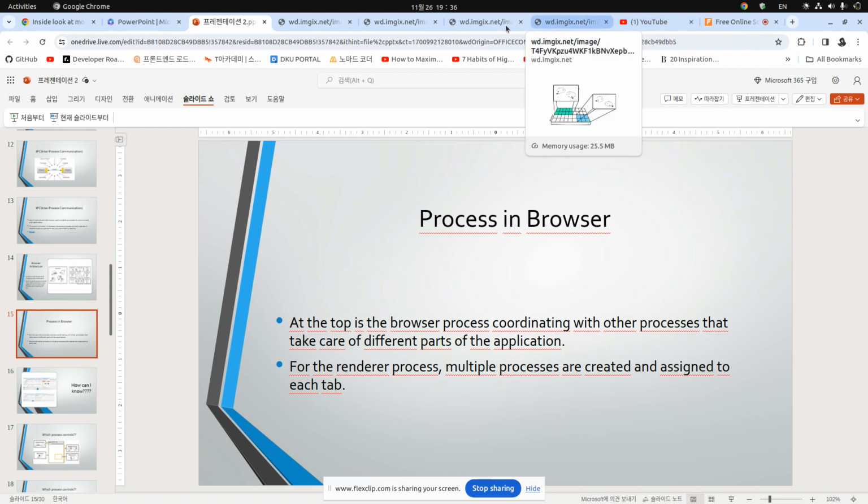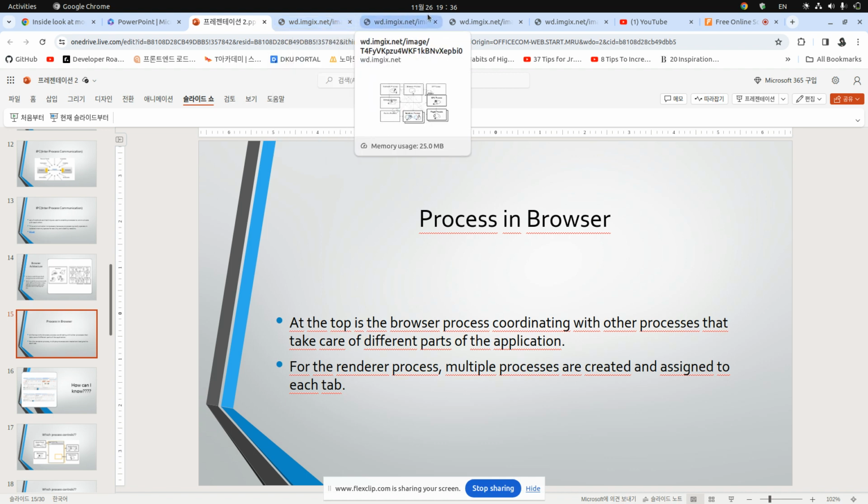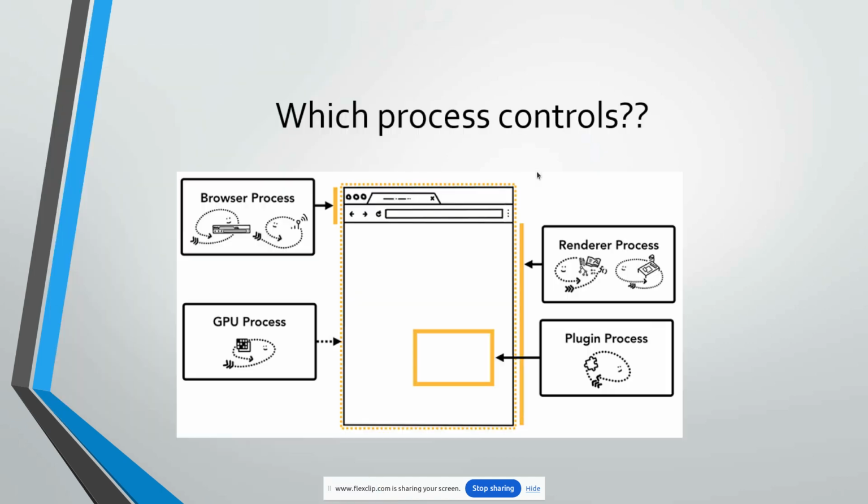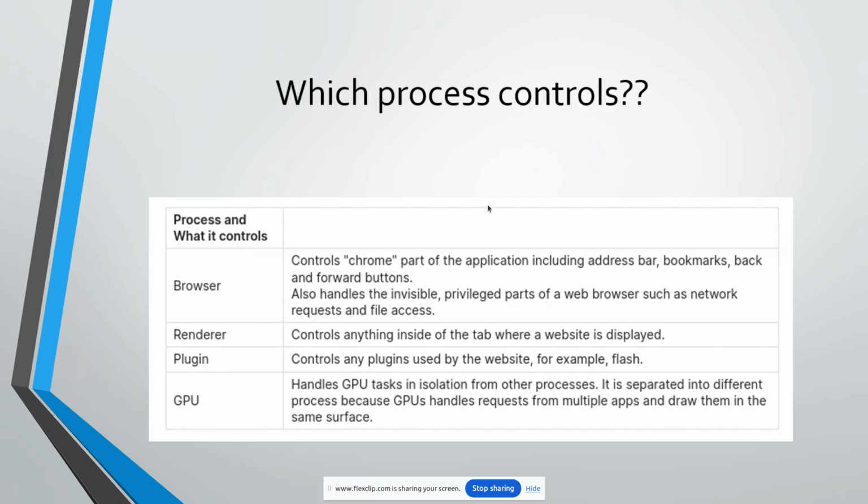So that means in each tab we have a process, and the operating system allocates a slab of memory to each tab. How do you know? You can see it by hovering over it.